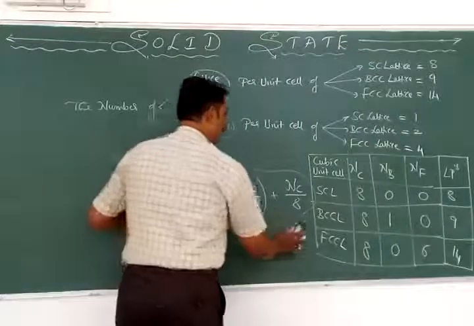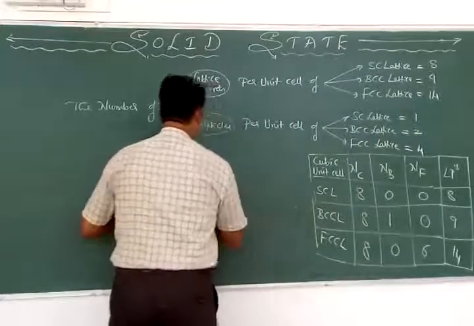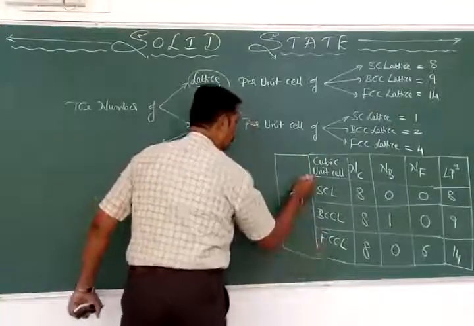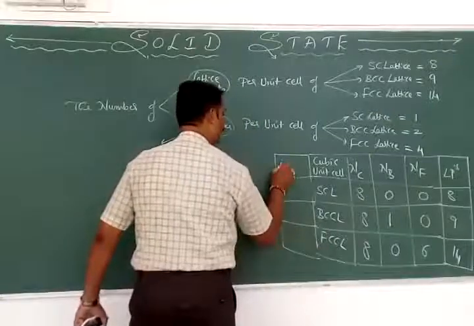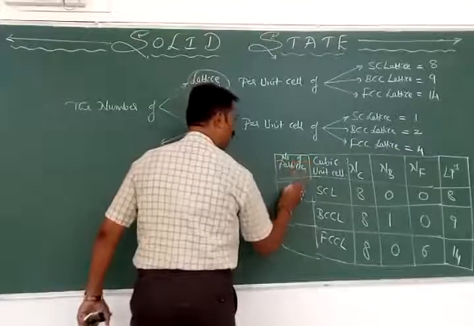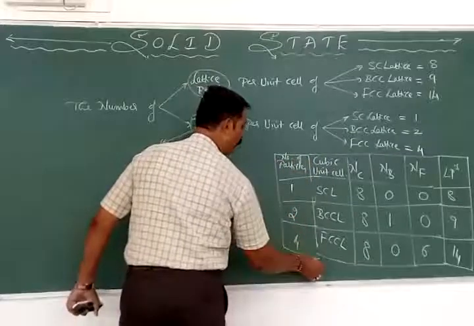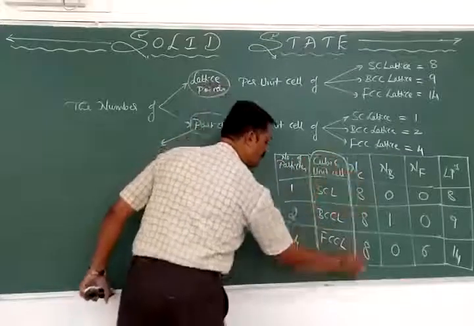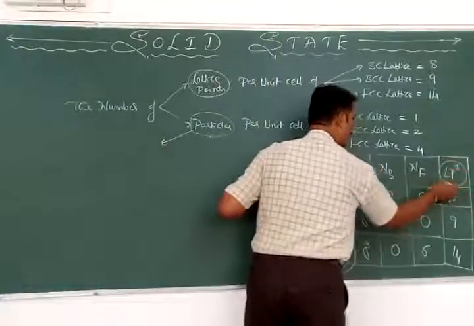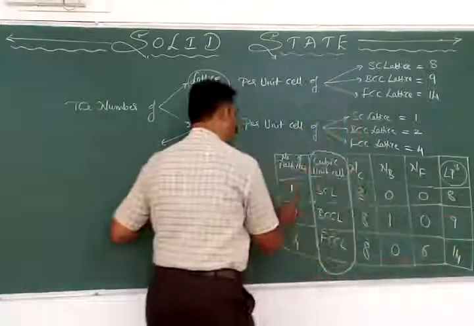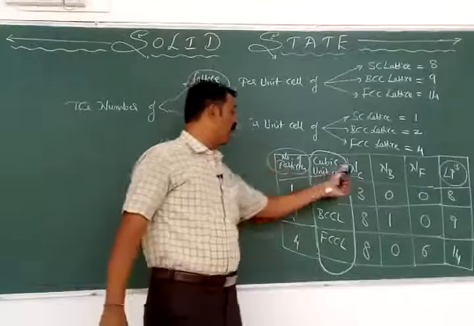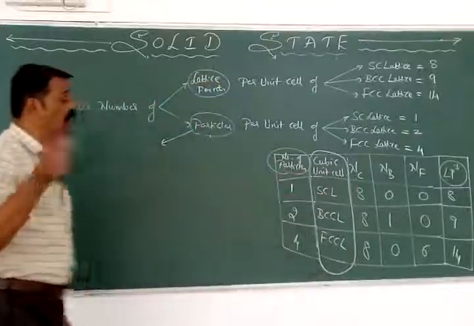Whereas, with respect to the number of particles, same thing, if it is particles. Number of particles, this one is 1, 2 and then 4. Okay, so here this is the number of which points? Lattice points, 8, 9 and 14. What is 1, 2 and 4? They are the number of particles. So to calculate the number of particles, we need the values of NC, NB and then NF.